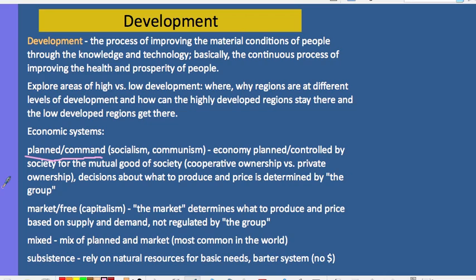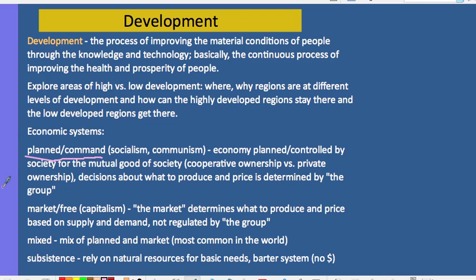So it's more looking at cooperative ownership, community ownership, whether it's the entire society through the ownership of, as government controls it, as it's a democratic society. And this is versus private ownership, which is something you'd more likely see in capitalism. Decisions about what to produce and the price of the products are determined by the society, the group, whether that's government, run by the democracy, the citizens, or whatnot. That's why it's planned or command, because somebody is making those decisions.